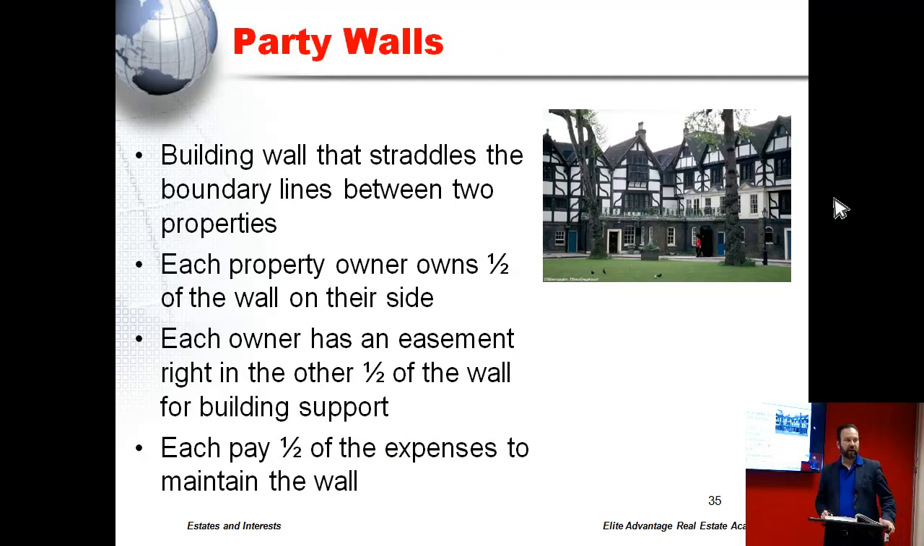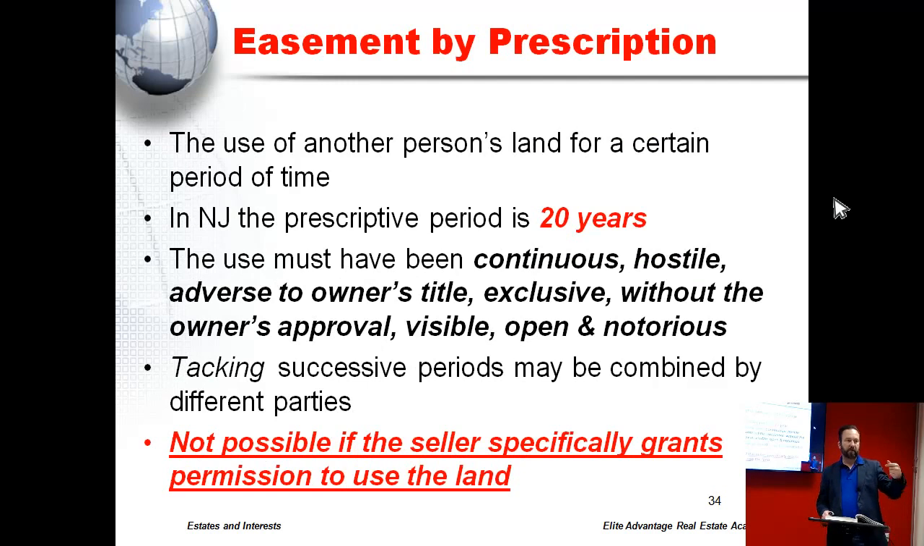Now, if there is a break in the period of time, where the owner says, all right, we need you to stop, we need you to remove, then they have this thing called tacking. Successive periods may be combined by different parties. So you may be there for 10 of those years, and then somebody else is there for another 10 years. Again, it has to be adverse to the owner's title, exclusive without the owner's approval, visible, open, notorious, things like that. And they can tack on their 10 years plus your 10 years, and they can acquire the property. A little more complicated, but I'm sure it happens.